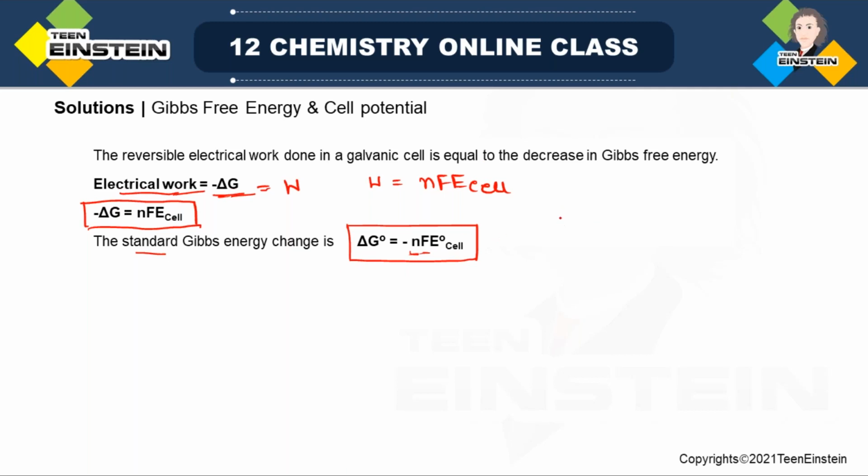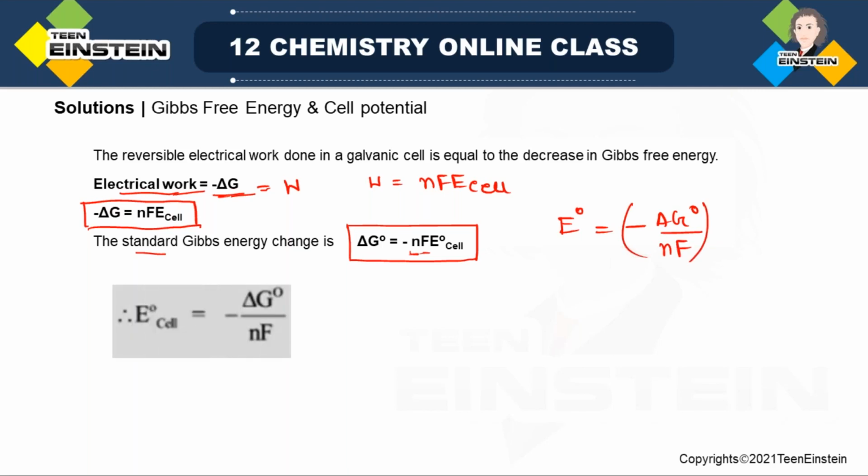Similarly, you can also find E naught by dividing del G naught by nF. So E naught cell is equal to minus del G naught by nF. Depending on what values are given in numericals, you have to choose either of these equations. If del G naught is given and the number of moles is known, then you can easily find the E naught cell value.